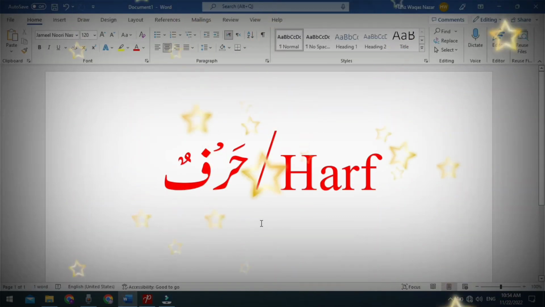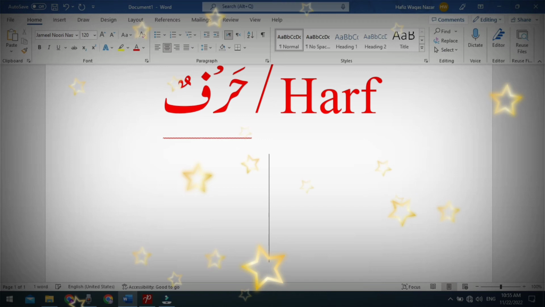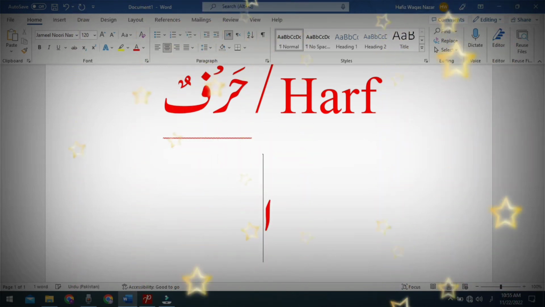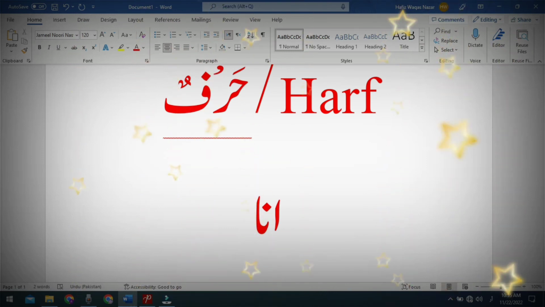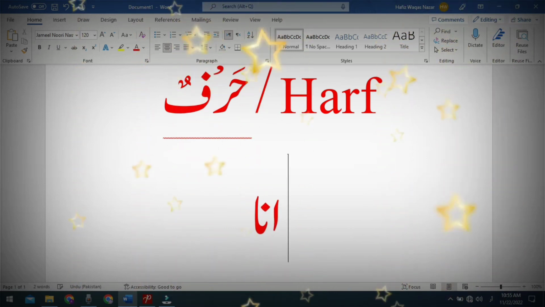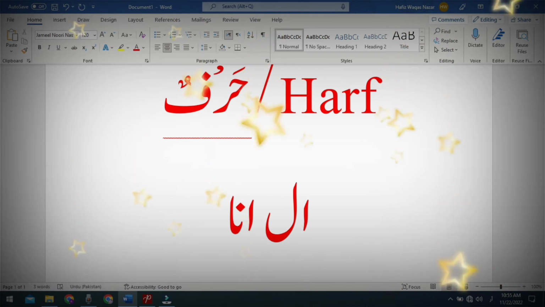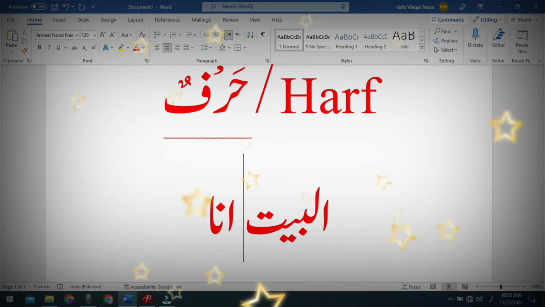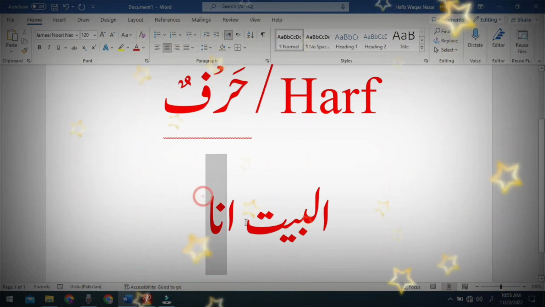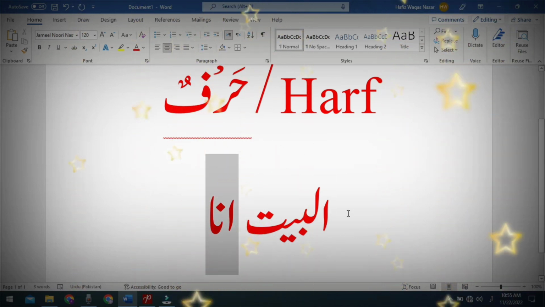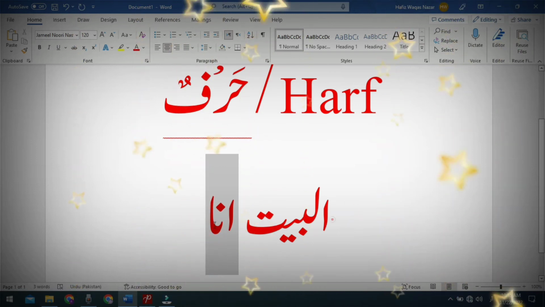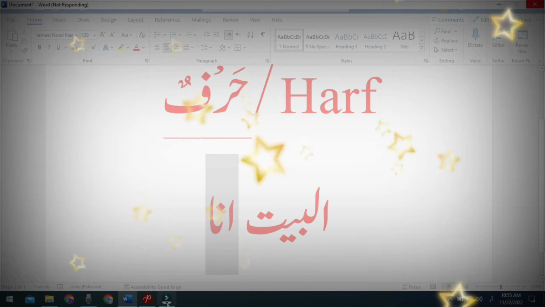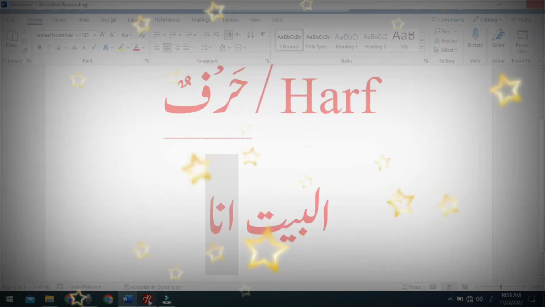Let me give one example. These are the Arabic words: ana, this is one word. The second one is al-bayt. These are the words. And if we want to make a sentence with the help of those words, we will put one harf between those.